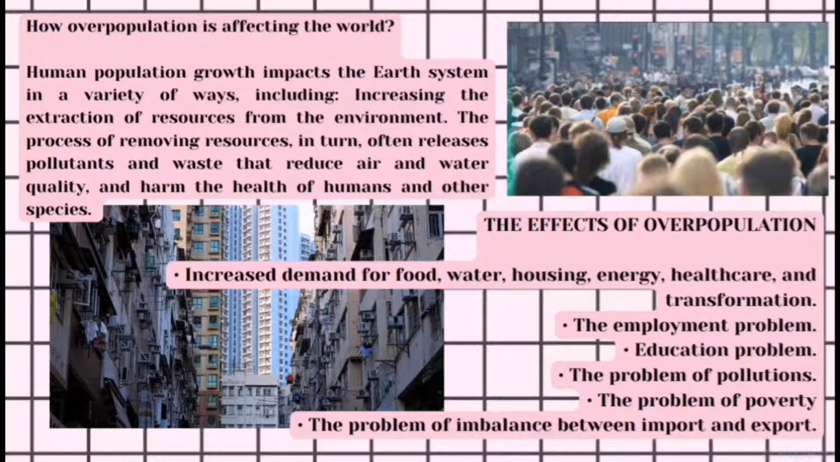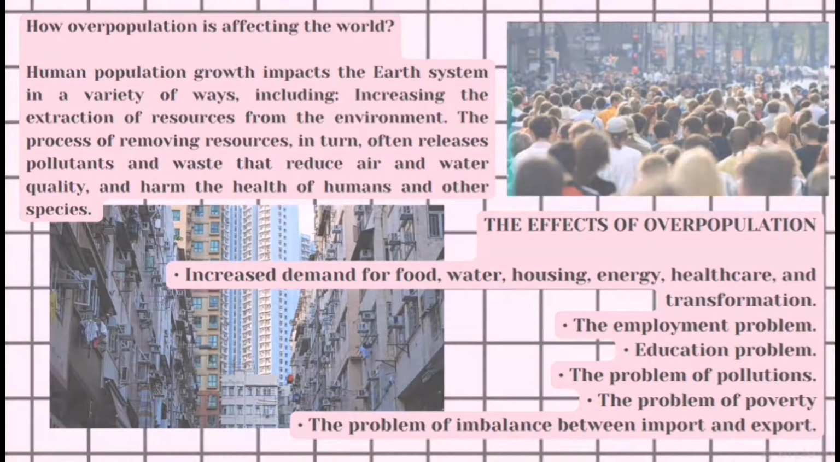And we also have the effects of overpopulation. Effects of overpopulation are different for many countries but are mostly associated with poverty, reduced mortality rates, poor medical access, poor contraceptive use, as well as immigration. With overpopulation comes a decrease in resources and an increase in symptoms of illness and diseases. It also increases demand for food, water, housing, energy, healthcare, and transportation, the employment problem, education problem, the problem of pollution, the problem of poverty, and the problem of imbalance between import and export.